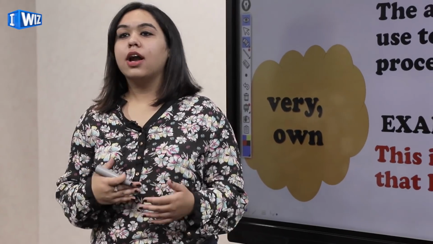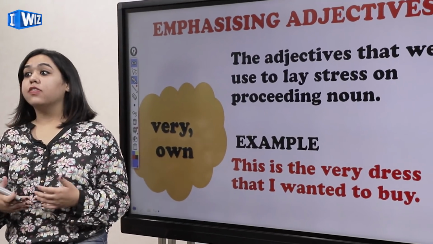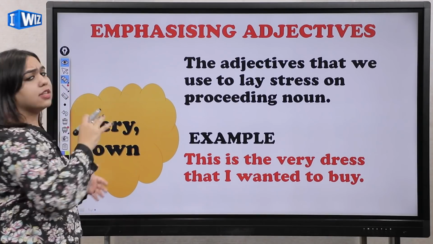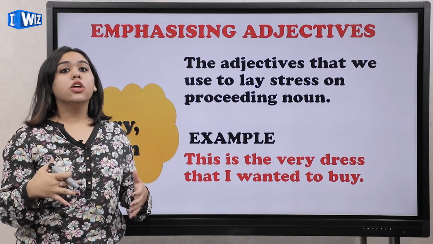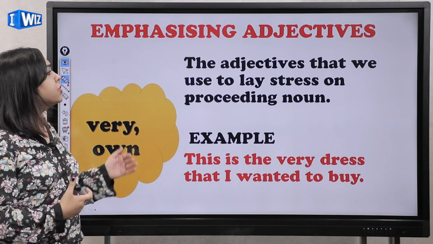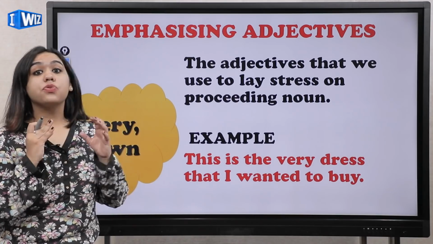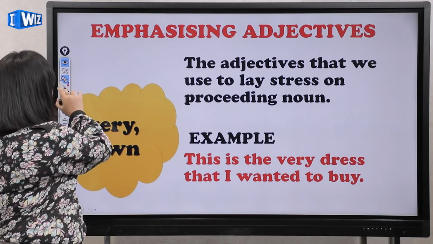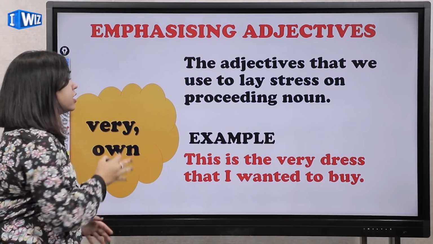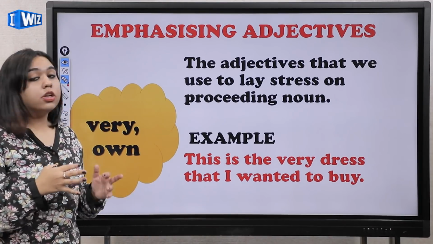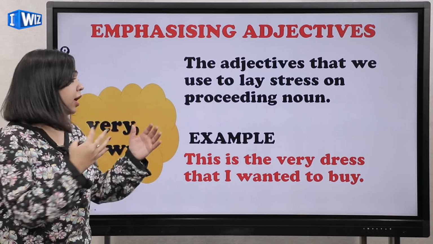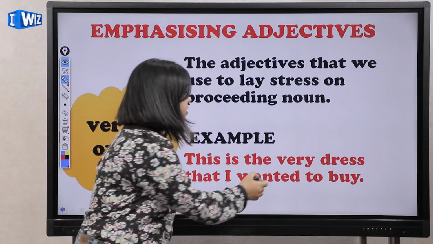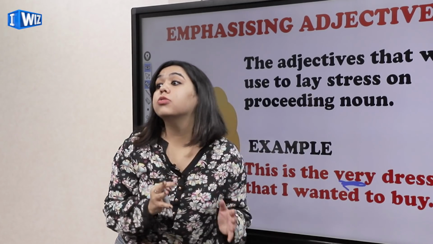Now moving on to our next and the last type of adjective, that is emphasizing adjectives. We have already discussed emphasizing many times. It means to put emphasis. These are adjectives that we use to lay stress on the preceding noun. Let's read how. This is the very dress that I wanted to buy. What am I talking about? I'm talking about the dress. This is the very dress that I wanted to buy.